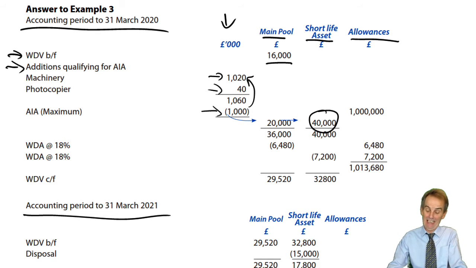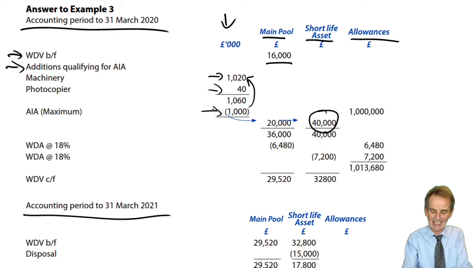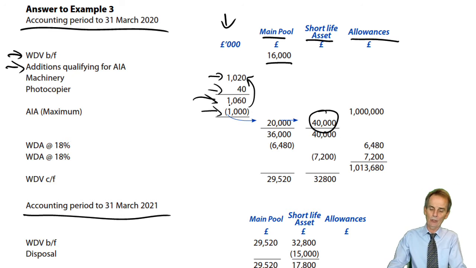So my apologies there. Right, now that the rude interruption has disappeared, let us continue with the answer to this particular example. I think when we were rudely interrupted, we had determined that because the total main pool expenditure incurred this period was in excess of 1 million, the AIA would be limited to that 1 million, and that on a £1,060,000 total expenditure would mean that £60,000 would only then rank for writing down allowance.